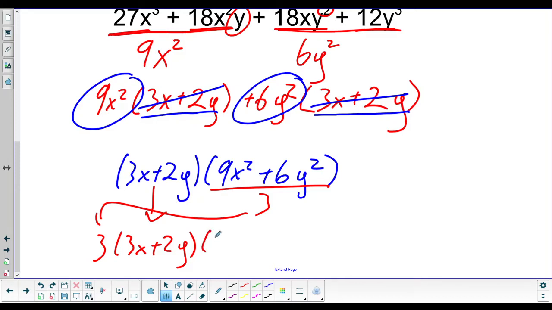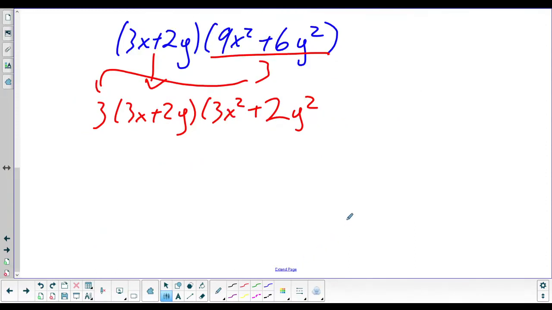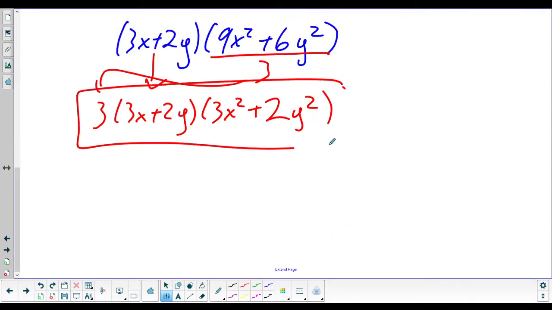3 goes into 9 3 times. Bring down your x squared. 3 goes into 6 2 times. That's not a 2. Bring down your y squared. Now we are factored. And that's our answer. All right, cool.